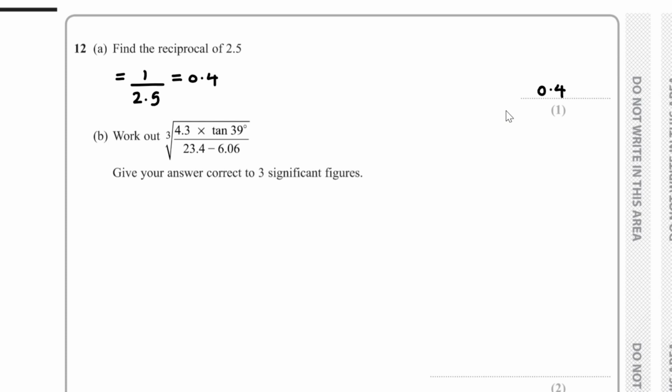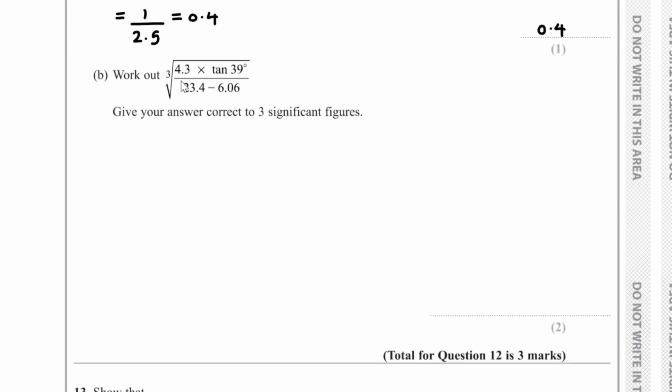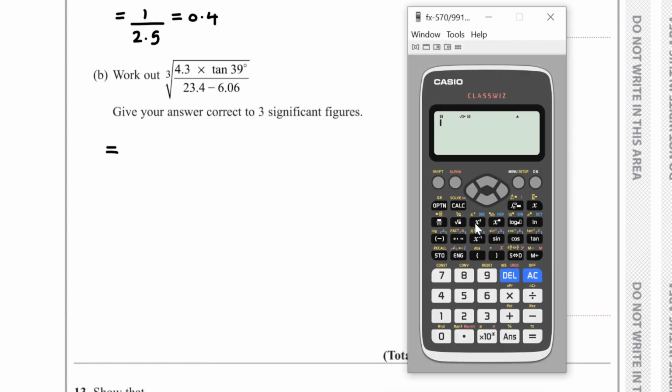Now for part B, we have to work out the cube root of 4.3 times tan of 39 over 23.4 minus 6.06. Give your answer correct to 3 significant figures. So what we need to do is work out what this value is using our calculator. So we've got the cube root, so press shift and then the square root button. So this brings up a cube root, and then we want a fraction. On the numerator, we have 4.3 times the tan of 39. And then on the bottom, we've got 23.4 minus 6.06.